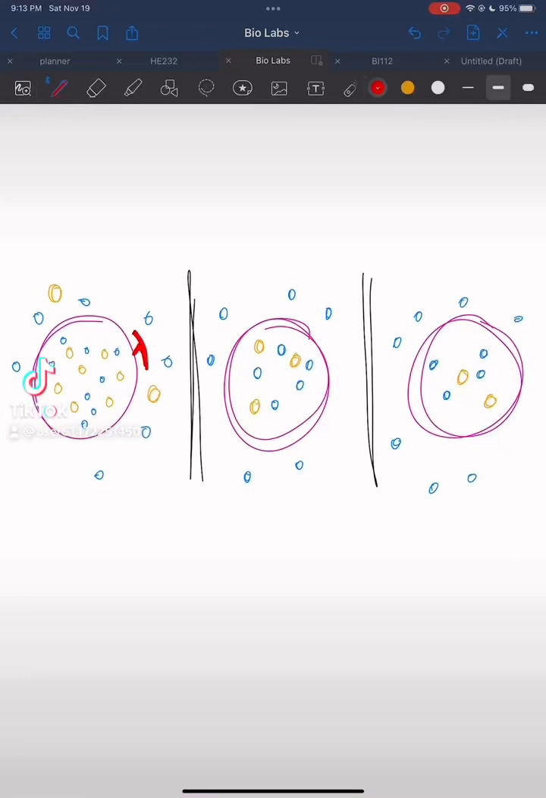Okay, so I have three different scenarios here of cells being immersed in a solution. These are the water molecules, the blue ones, and then the yellow ones are the solutes. The magenta color is obviously the cell.